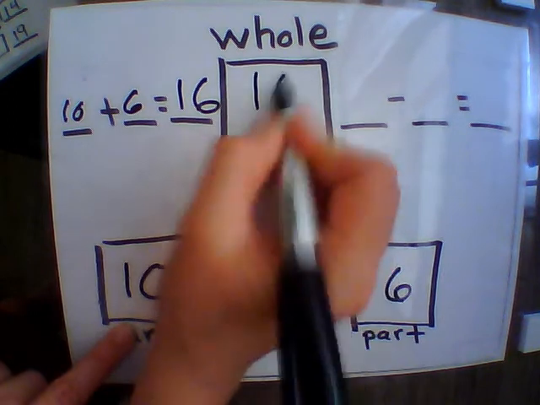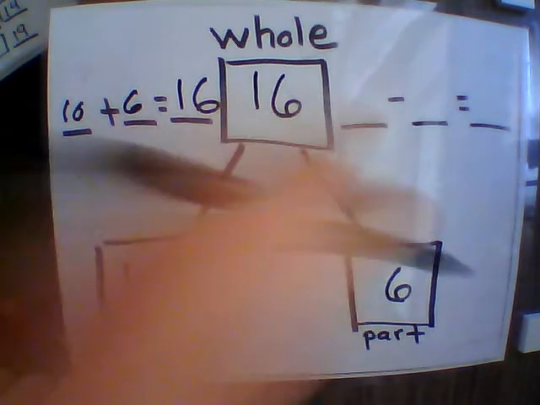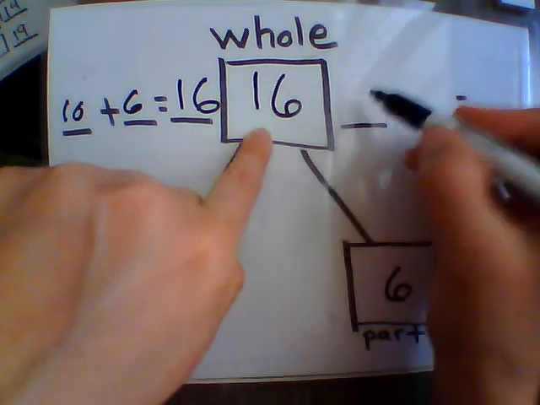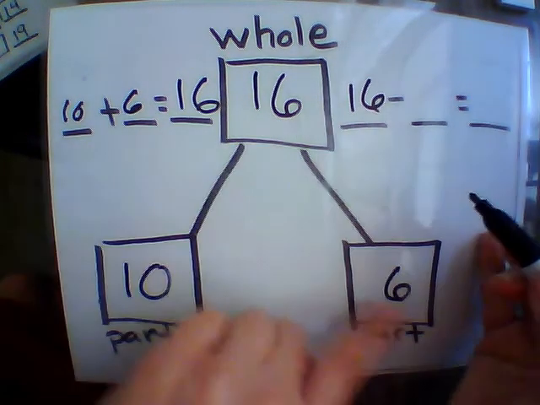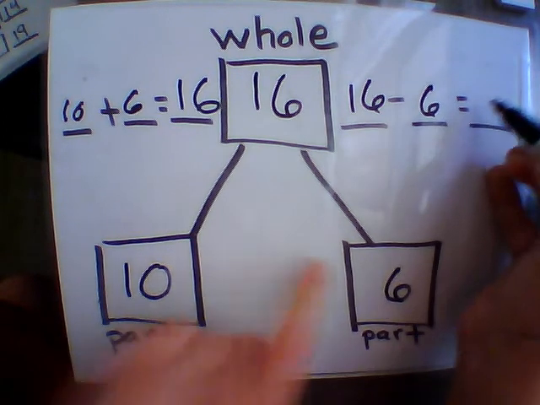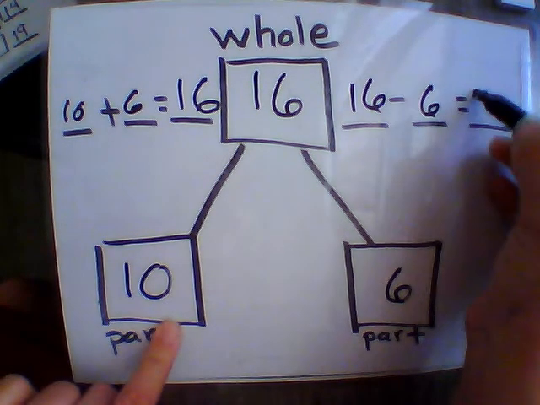So I could put that in there now. Now I can do my subtraction. Remember, when we do the subtraction, we always start with the larger whole number. So 16, and this time I'm going to minus this side, this part, 6. 16 minus 6 is going to equal 10.